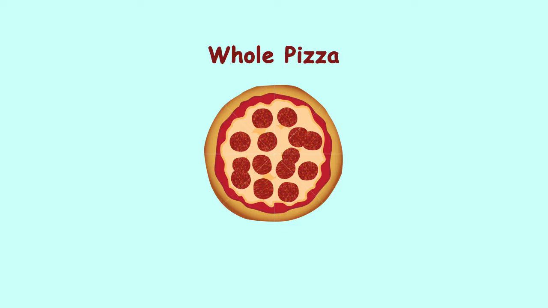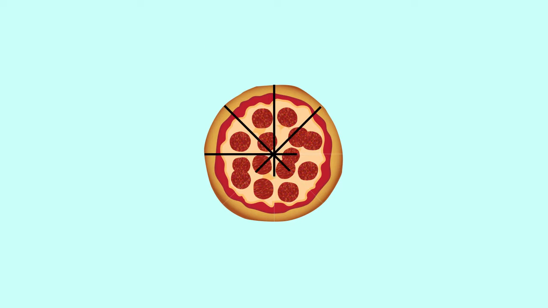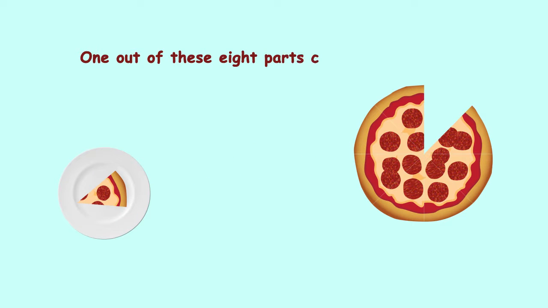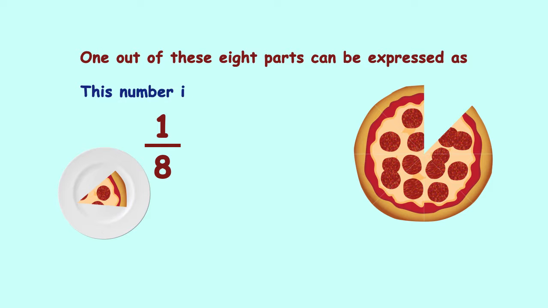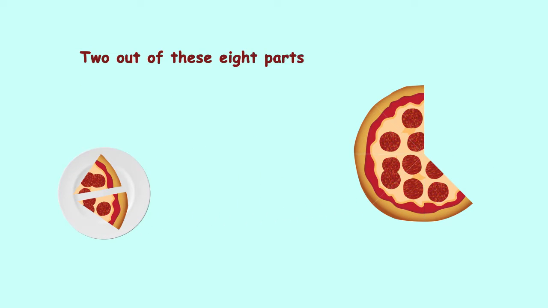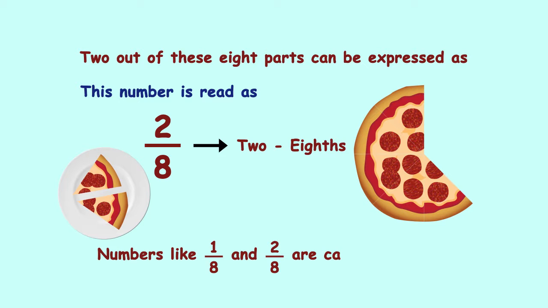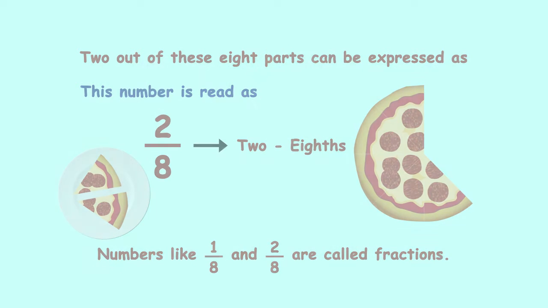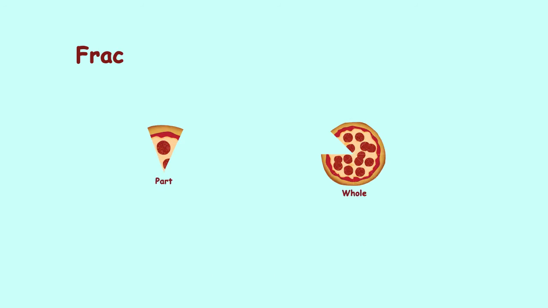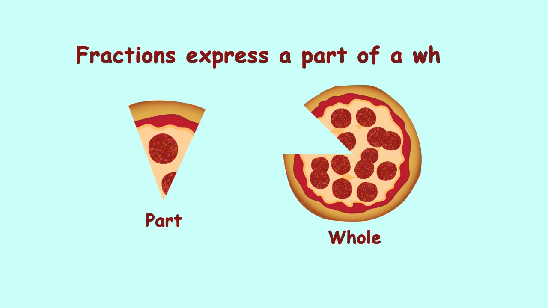Look at this whole pizza. Let's divide it into 8 equal parts. One out of these 8 parts can be expressed as 1 upon 8. This number is read as 1/8. 2 out of 8 parts can be expressed as 2 upon 8 and read as 2/8. Numbers like 1/8 and 2/8 are called fractions. Thus, we can say fractions express a part of a whole.